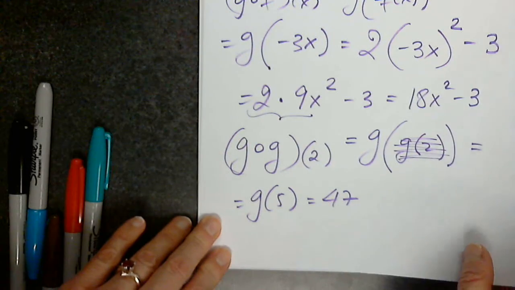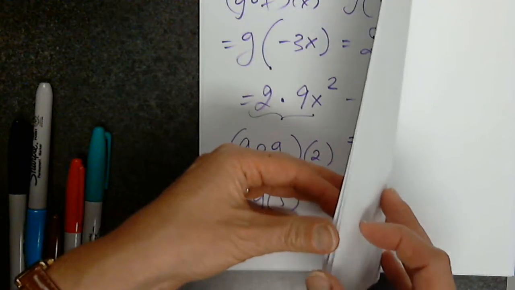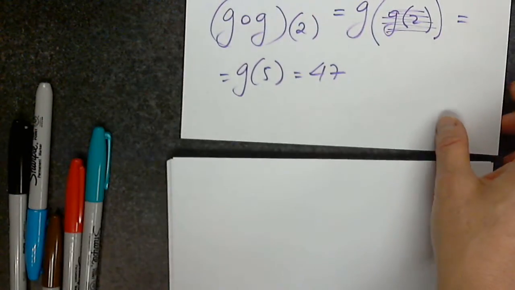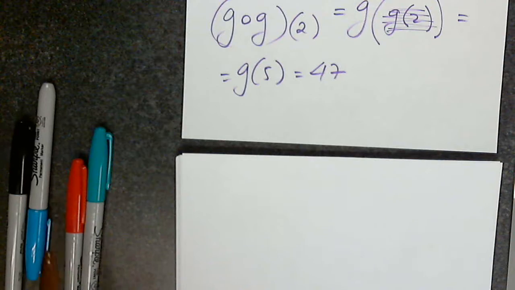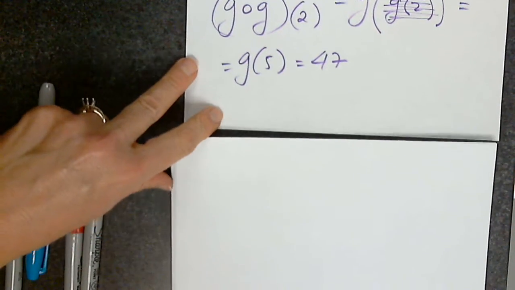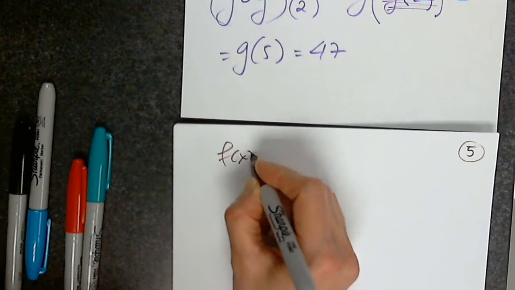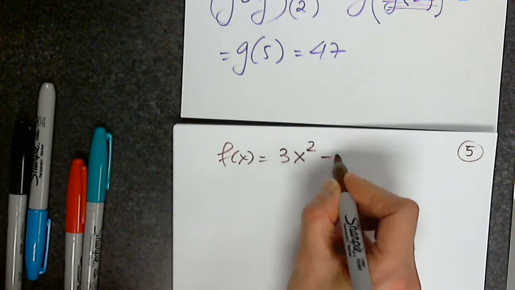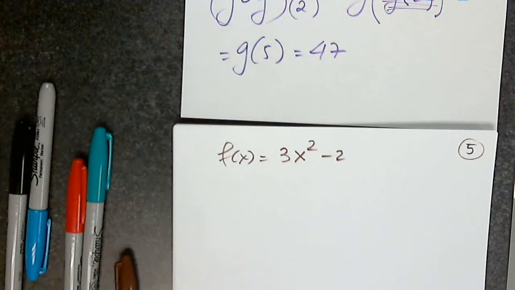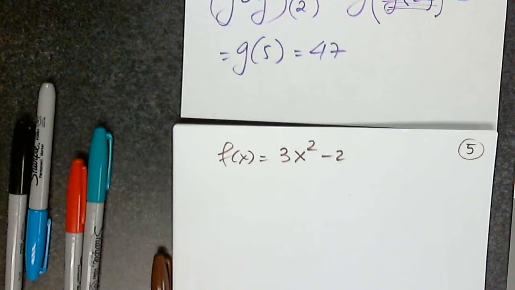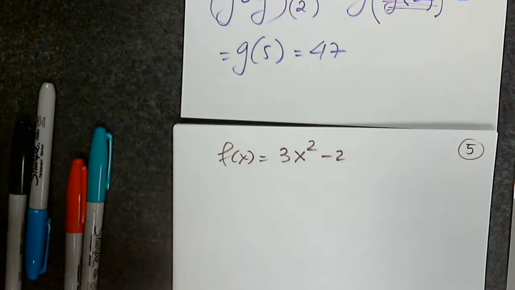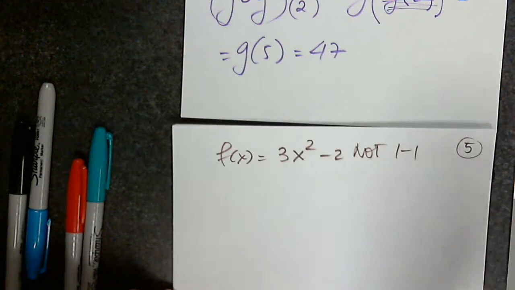Okay, let's find an inverse of a function. Give me a function that is 1 to 1, and let's find its inverse. Let's think for a moment. Is a function that looks like this, 3x squared minus 2, 1 to 1? No. By the horizontal line test, it's not 1 to 1. Okay. 3x minus 2. Good.